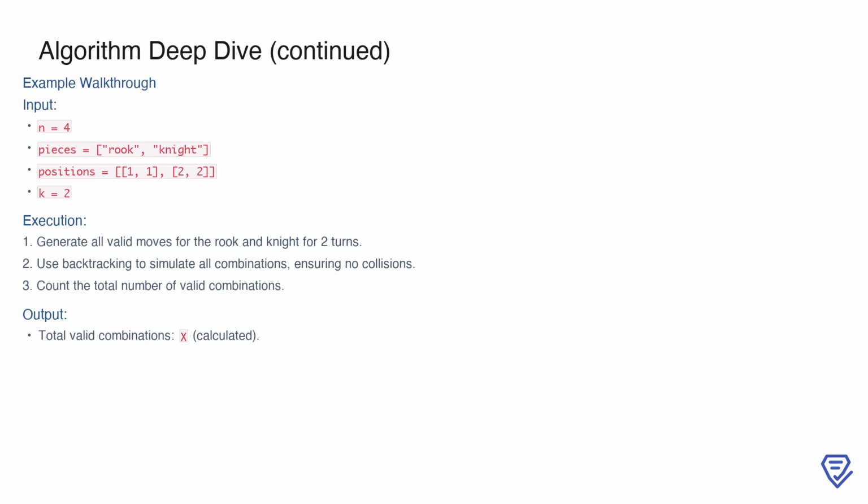If we allow 2 moves, the algorithm first generates all possible moves for the rook and knight over 2 turns. Using backtracking, it simulates every combination of these moves while ensuring no collisions occur. Each valid combination is counted, and the total number of such combinations is returned as the output. For this particular setup, the algorithm would calculate the total valid combinations to be x, demonstrating its ability to systematically explore all possibilities while adhering to the problem's constraints.